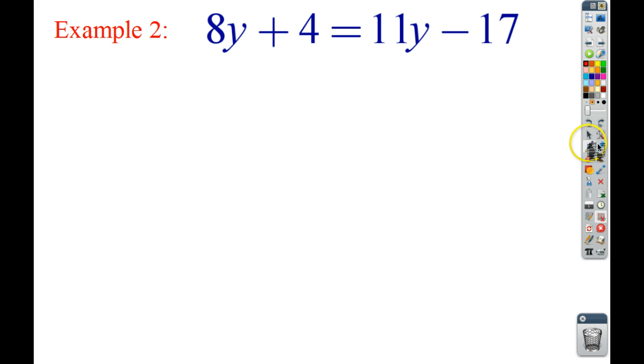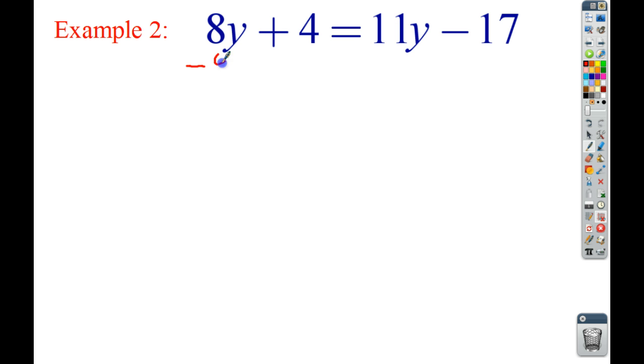All right, well, hopefully you're looking at this and you're saying, well, let's see, I've got 8y and 4 on the left side, and I have 11y and negative 17 on the right side. I want to get rid of the y on both sides. I want y only on one side, okay? There are 8 of them here. There are 11 here, so there are more on the right side.